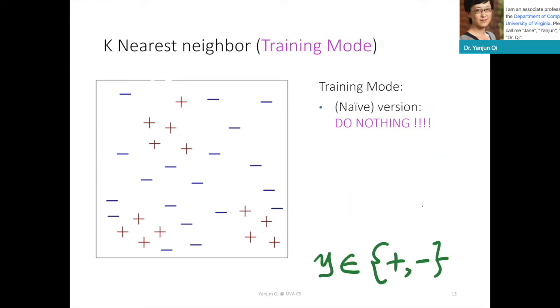And then let's see, what's the training mode of k-nearest neighbor? In fact, in the vanilla version, you do nothing in the training mode because there's nothing that needs to be decided, right? For every training point, you know their labels. There's nothing to be learned, and that's it. So it has no cost in training.